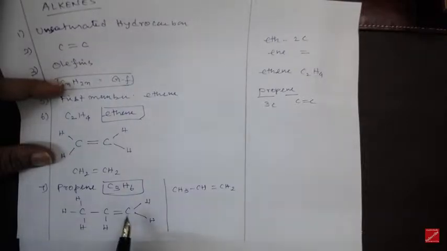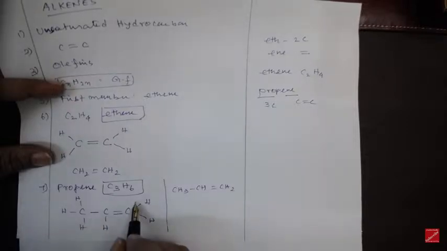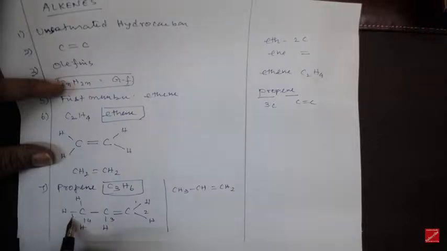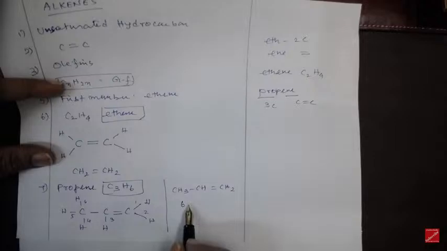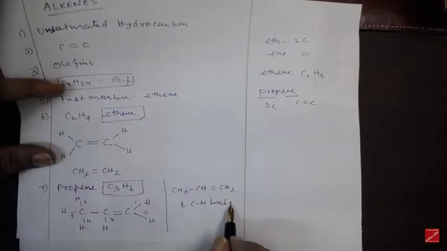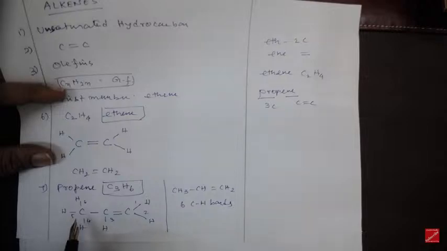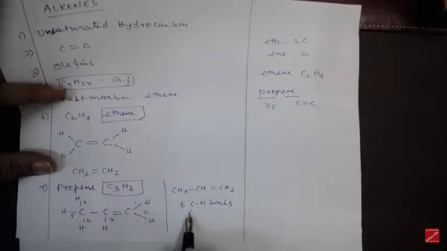So how many bonds are there? CH bonds. You can start counting from here. 1, 2, 3, 4, 5, 6. So there are 6 CH bonds. How many CC bonds? 1 CC bond. And 1 C double bond C. Got it?